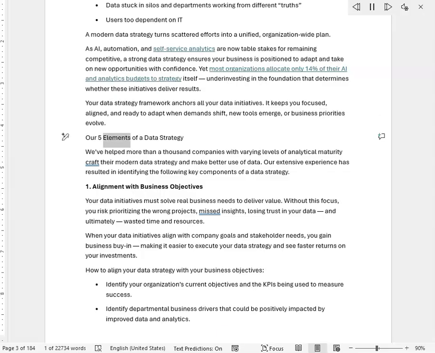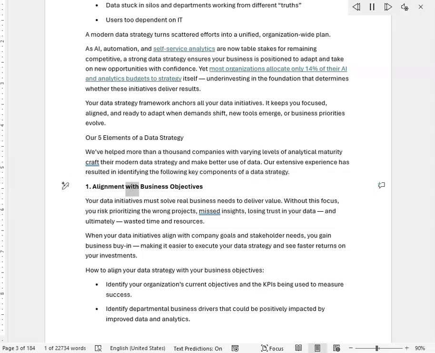Here are 5 elements of a data strategy. We've helped more than 1,000 companies with varying levels of analytical maturity craft their modern data strategy and make better use of data. Our extensive experience has resulted in identifying the following key components of a data strategy.